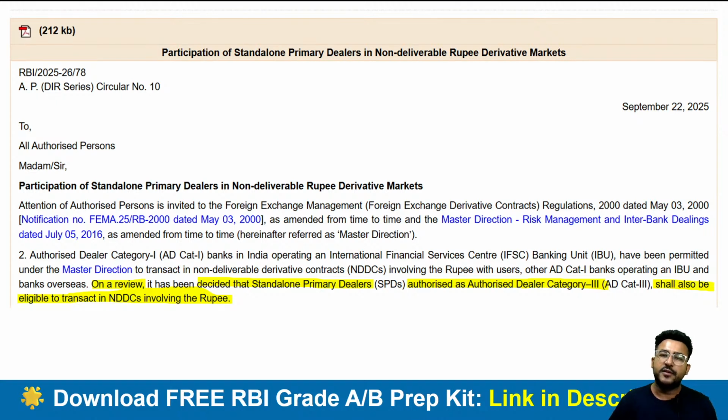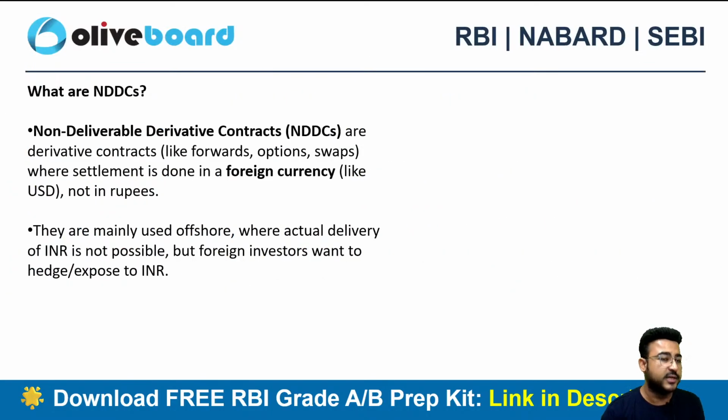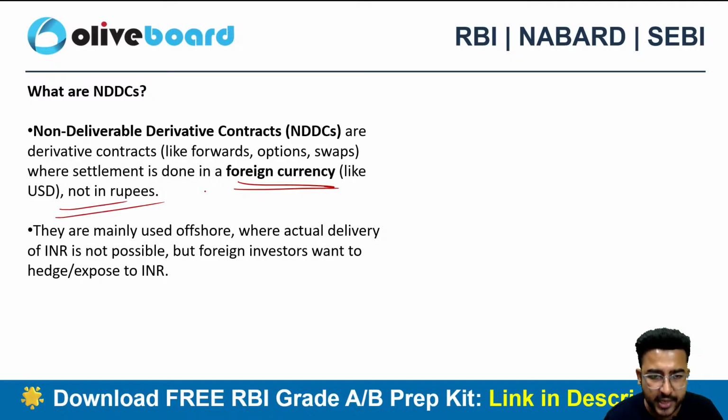Next is the participation of standalone primary dealers in the non-deliverable rupee derivative market. To understand this terminology, you need to understand the word derivative, right? What do you mean by derivative? So a basic understanding of derivatives is highly required. If you have watched the lecture related to derivatives that I have posted, it will be very helpful for you guys. Now what are non-deliverable derivative contracts? Basically they are nothing but derivative contracts only. Mostly the settlement is done here in foreign currency, not in INR, right?